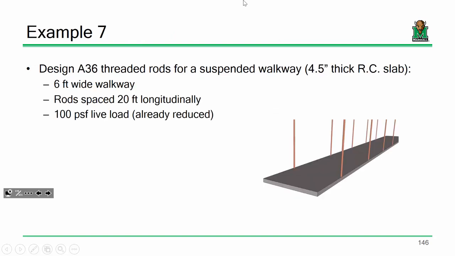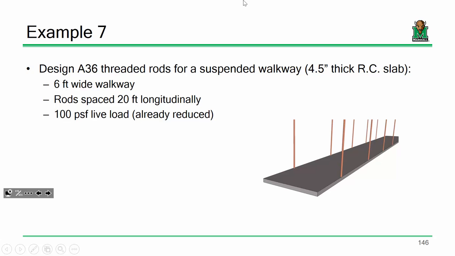Okay. Then let's do this. Hopefully this example seems somewhat relevant considering our previous discussion. We're going to design hangers for that walkway. We're going to design A36 threaded rods for a suspended walkway. Now there's some info here that's worth mentioning. Number one, we've got a 4.5-inch thick reinforced concrete slab. Help me out. What is the typical unit weight of normal weight reinforced concrete? Say it again? 150 pounds per cubic foot.